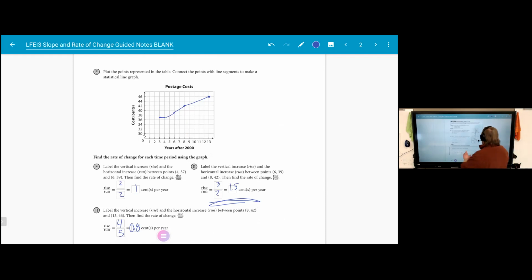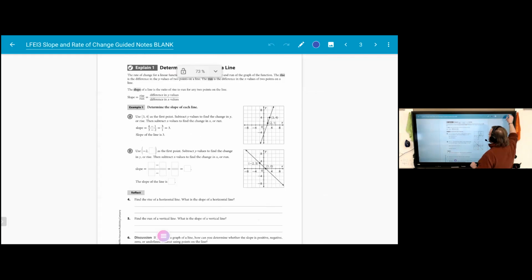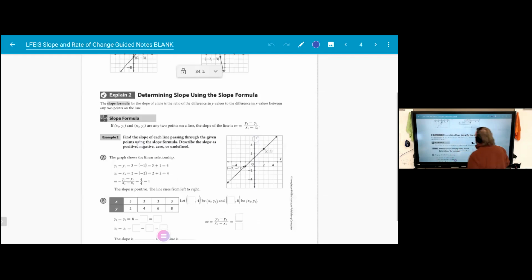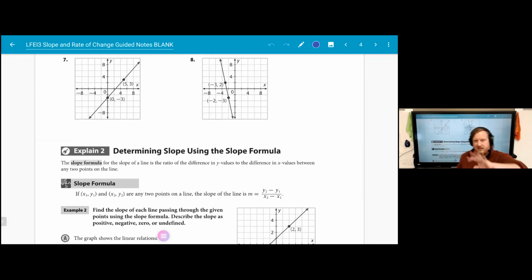Let's talk about determining slope of a line. I'm going to completely ignore this page and go right to determining the slope using the slope formula. As we do this, I'm going to point out 4 things. Well, one thing 4 times. I could have 4 different types of slope.